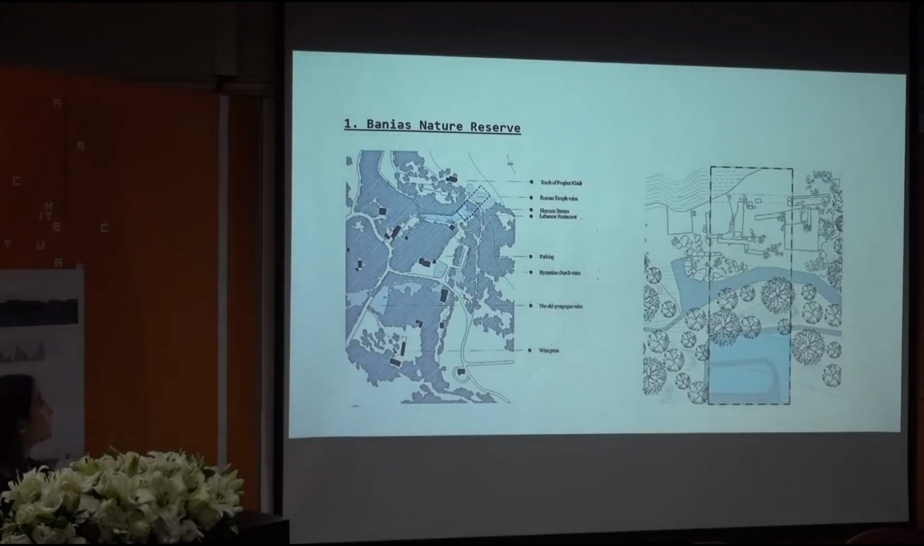For the first site, it's called Banias Nature Reserve. Basically, because of the occupation, this site turned from a local settlement to an international tourist attraction due to the presence of the Hermon stream. You have also Roman temple ruins, you have a wine press, you have old synagogue ruins, and so on.